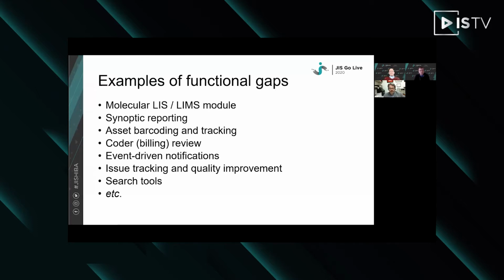These include things like adding a molecular laboratory information system or LIMS functions. This is actually something we're working on right now. We're trying to add a dedicated molecular LIS to our system. Other things such as synoptic reporting modules, asset barcoding and tracking, which really most people have now, but traditionally has been one of the functional areas that people did not have in their laboratory information system.